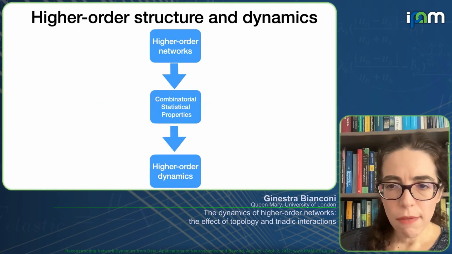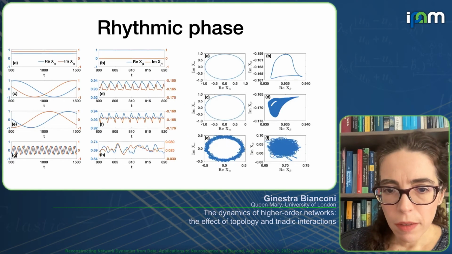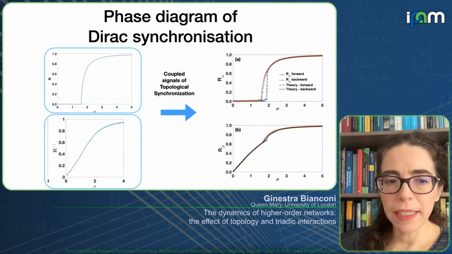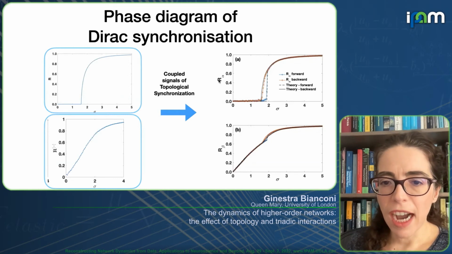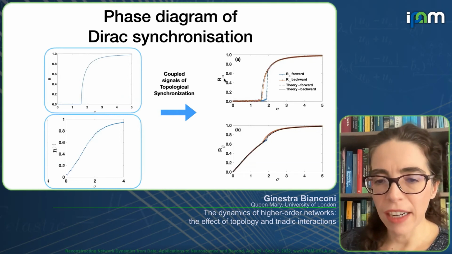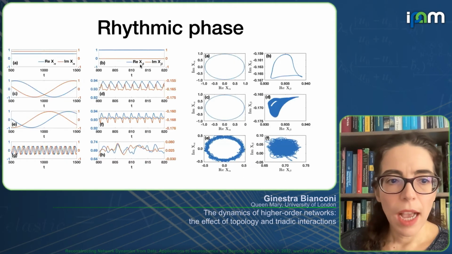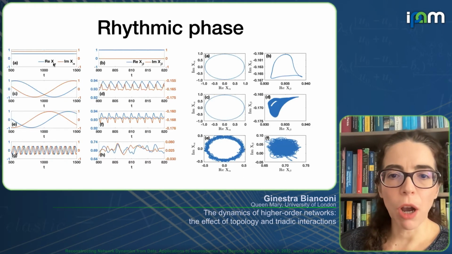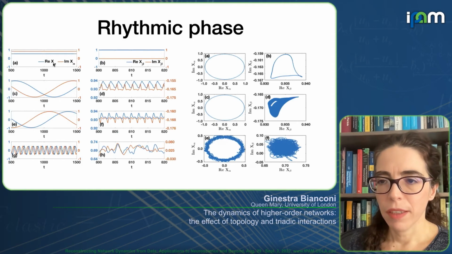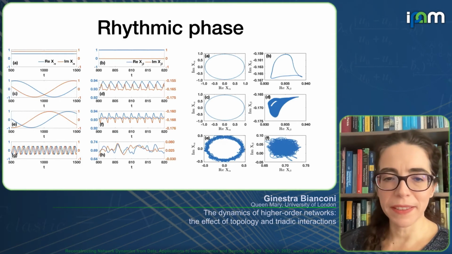Sorry, Ginestra, can you tell us again what X alpha is? X alpha is, in the next slide, the complex order parameter. Okay, so R alpha is the absolute value of the complex order parameter. Yes. So X alpha is the sum of the exponential of the phase. Thank you.